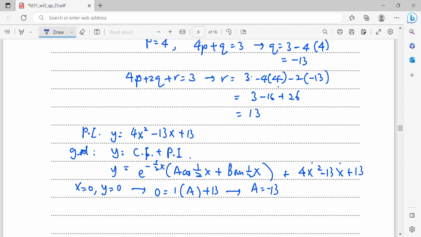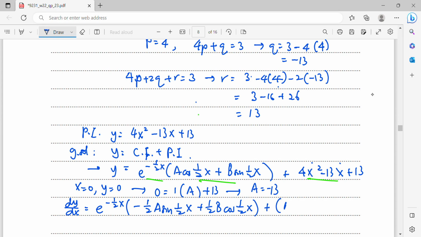Now to get the B, you need to differentiate your general solution. So my dy over dx: firstly, when you differentiate, you need to apply the product rule, followed by the normal differentiation. Product rule means keep the first term, keep the e, differentiate A cos half x, you will get negative half A sine half x. B sine half x gives half B cos half x. And then plus, keep the bracket, A cos half x plus B sine half x, then differentiate the exponential negative half x, you will get negative half e to the negative half x.